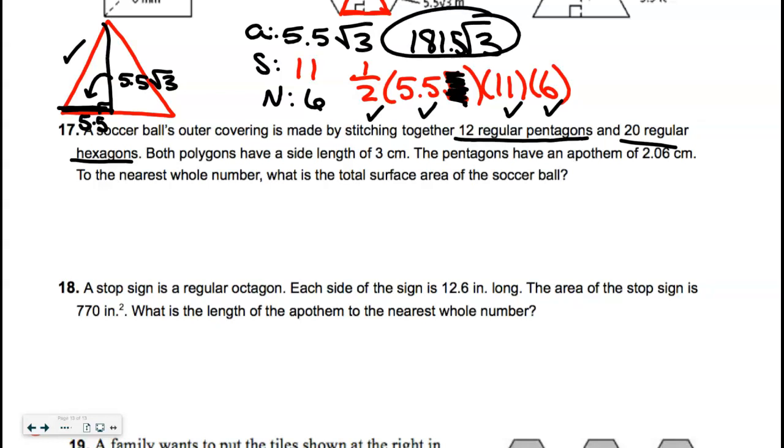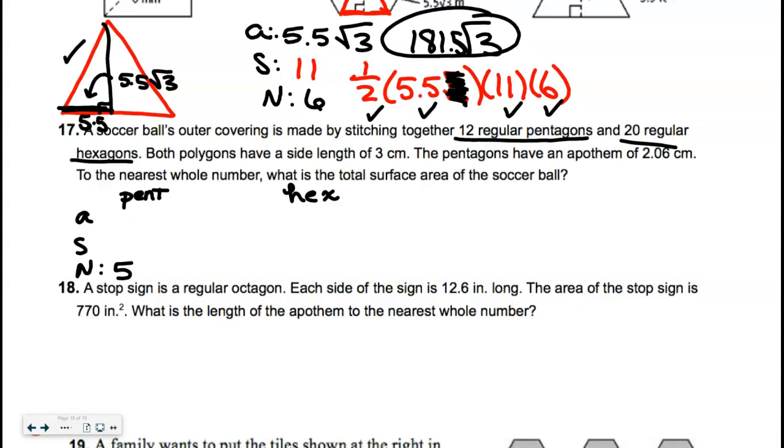But they stitch together pentagons and hexagons. Let's see what information they gave me. So I'm going to have you write pentagon over here, hexagon over here. It asks you the surface area, which would be the amount of leather needed to make the ball. All right? For the pentagons, we need this ingredient. Pentagons have 5 sides, so that's good. Let's see what it tells me about the pentagon.